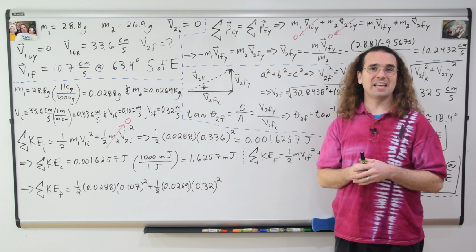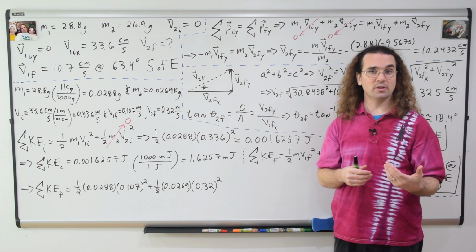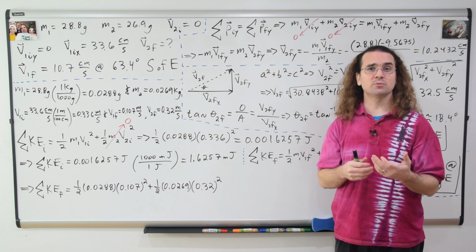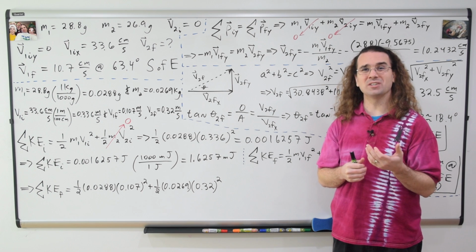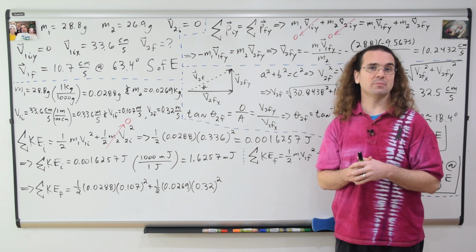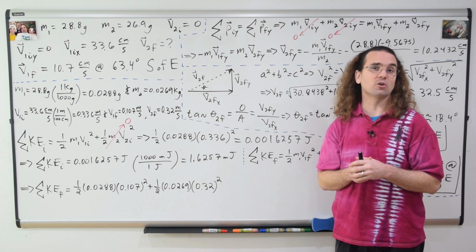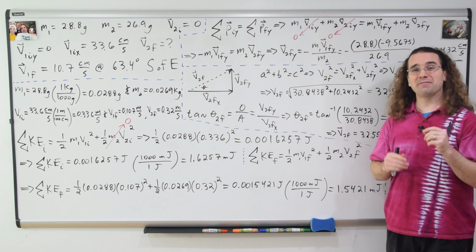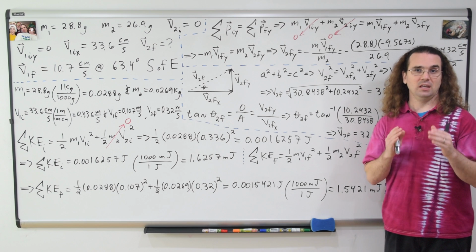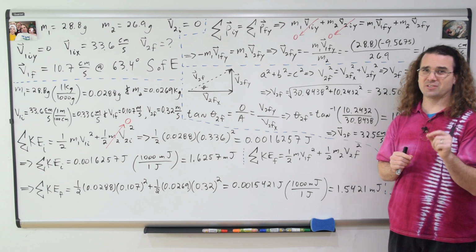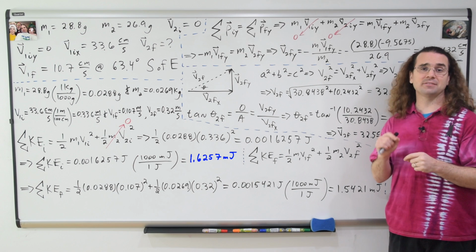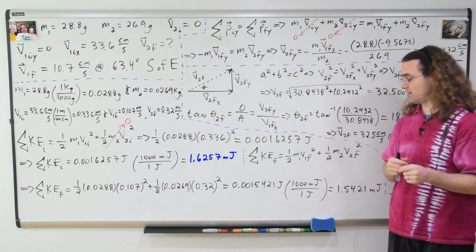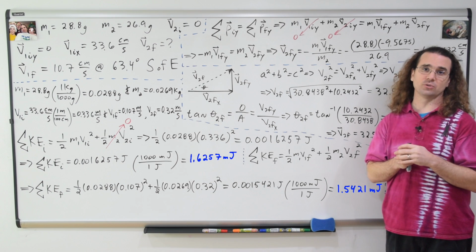Okay, thanks. We also need to determine the net kinetic energy final. The sum of the final kinetic energies is the final kinetic energy of disk 1 plus the final kinetic energy of disk 2. With numbers, that works out to be 1/2 times 0.0288 times 0.107 squared, plus 1/2 times 0.0269 times 0.32 squared. And that works out to be 1.5421 millijoules. In other words, before the collision, we measured that the system had 1.6257 millijoules of energy, and after the collision, 1.5421 millijoules.